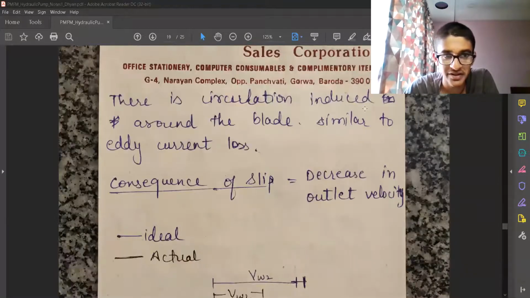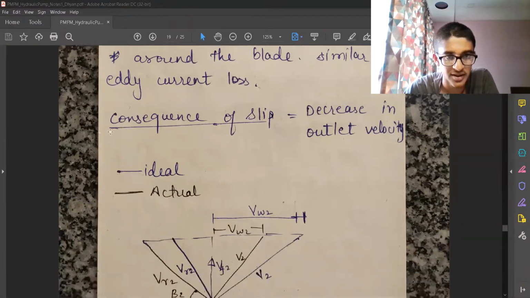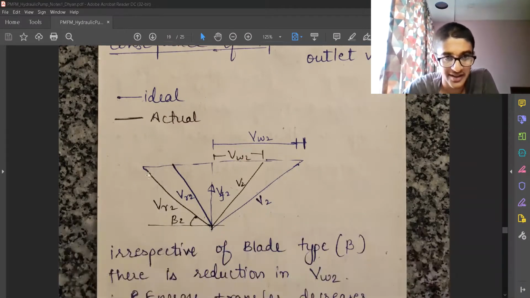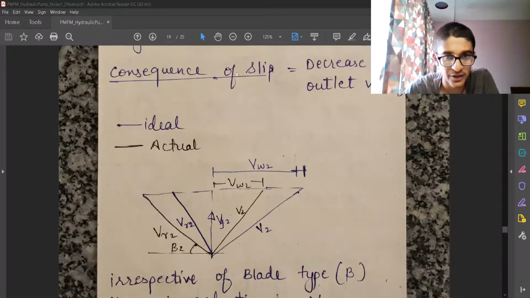So there is circulation which is induced around the blade, similar to eddy current loss. So the consequence of slip is a decrease in outlet velocity because part of the liquid is rotating at the same position. So there is a change in the VW2 factor, and that VW2 will lead to a change in the velocity.